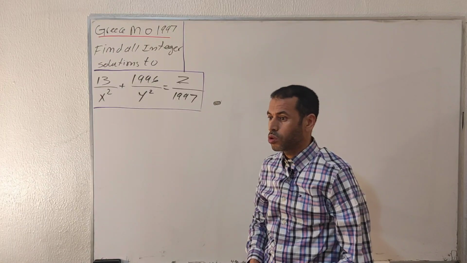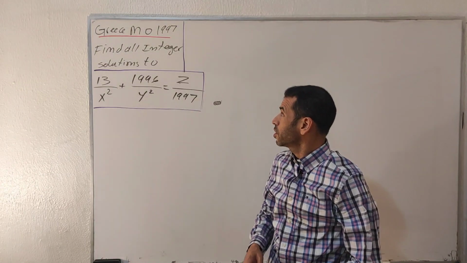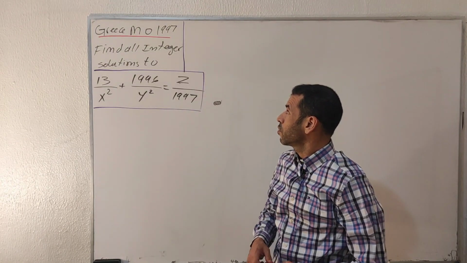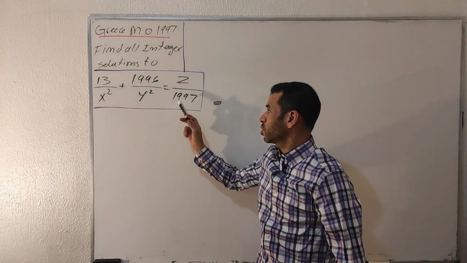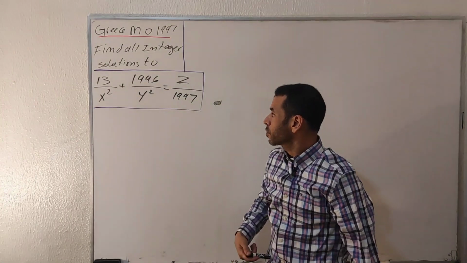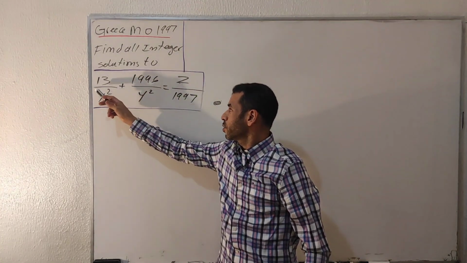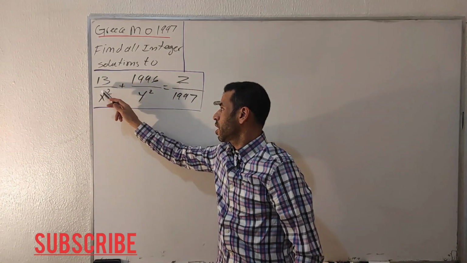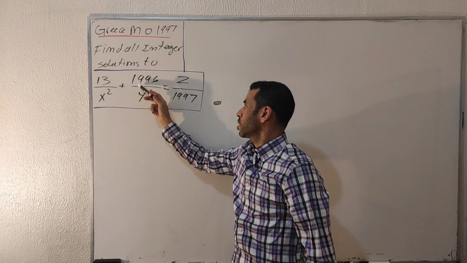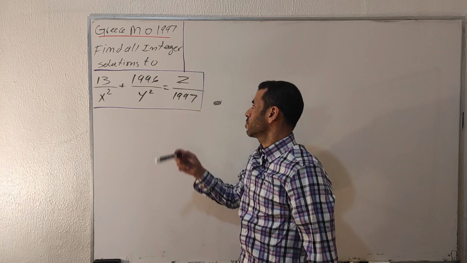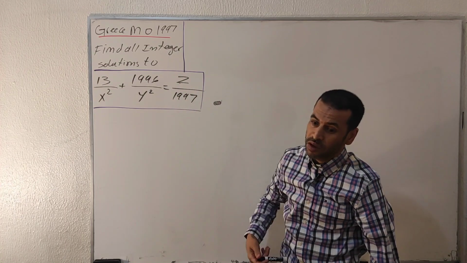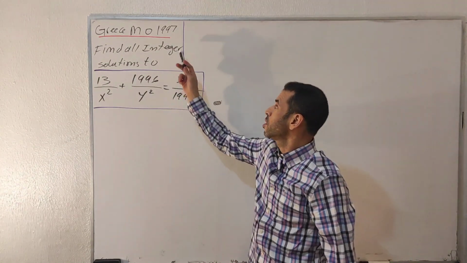In this video I would like to introduce a very nice problem. Here is the Greece Mathematics Olympiad of 1997. Our goal is to solve the following equation in integer numbers. We have 13 divided by x squared plus 1996 divided by y squared equals z divided by 1997. 1997 represents the year of this Math Olympiad.